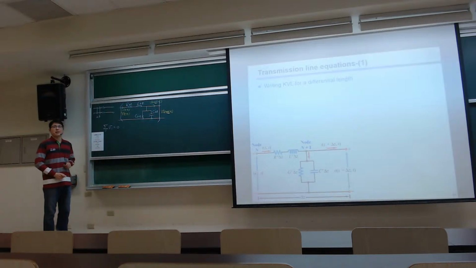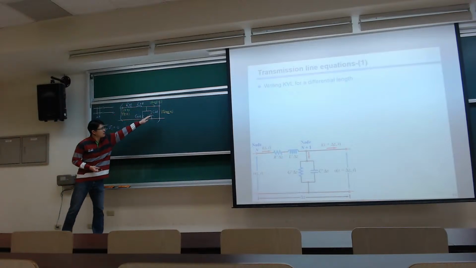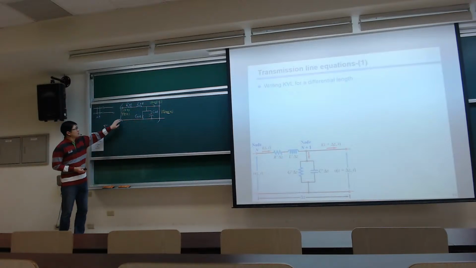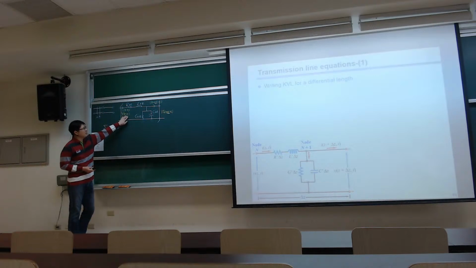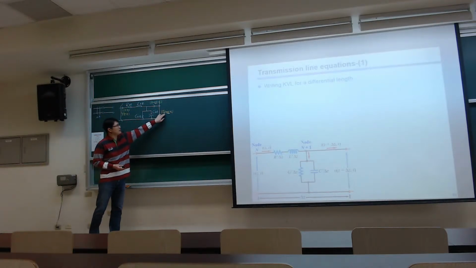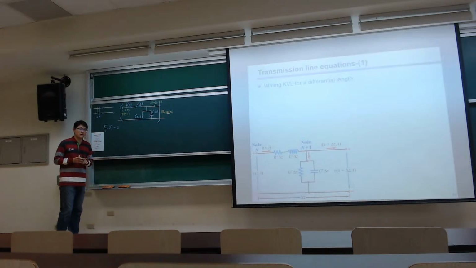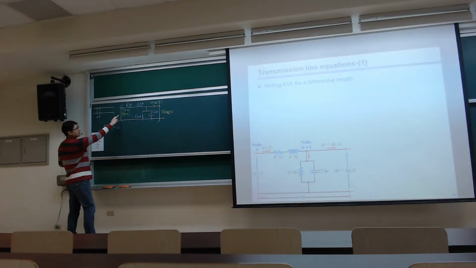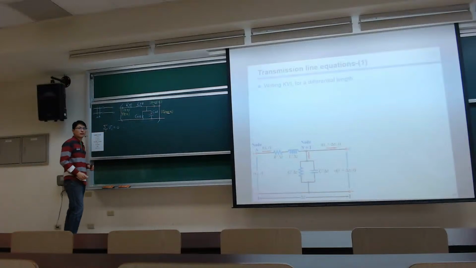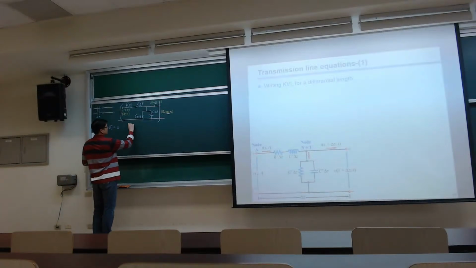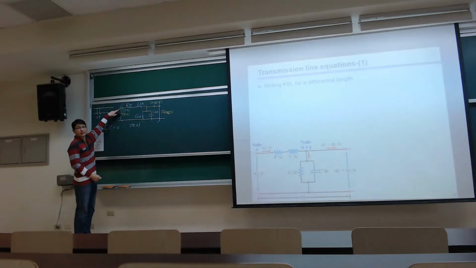The first mathematical equation we can use is Kirchhoff's voltage law. For this circuitry, somehow V(z,t) is related to V(z plus delta z, t) with some relationship. But we already know the current as well. That's an unknown. Okay, so I can write V of z, t. This is my starting point.